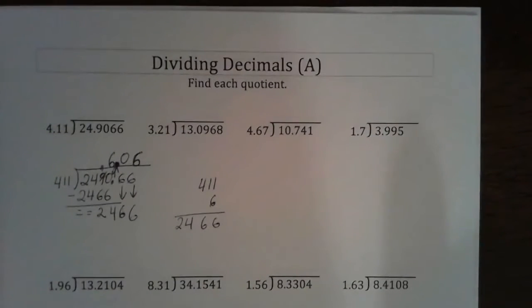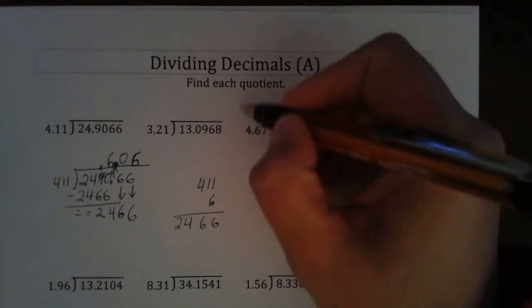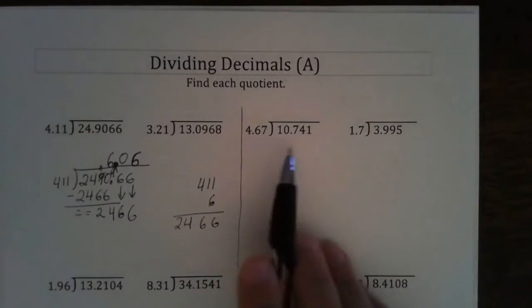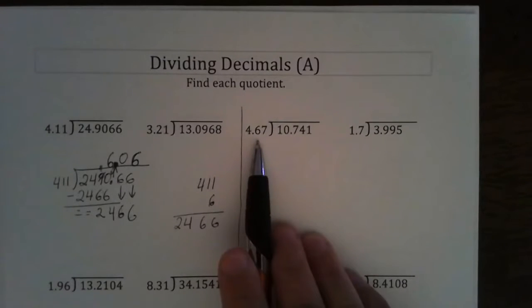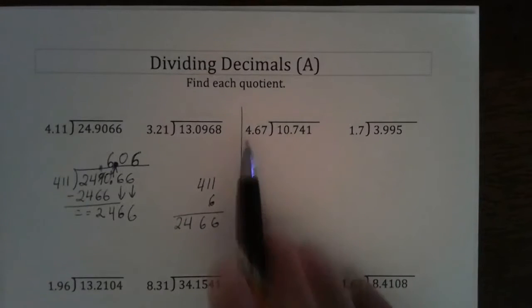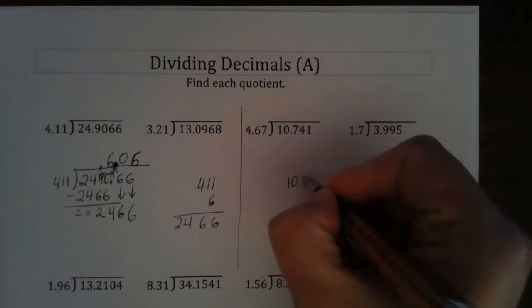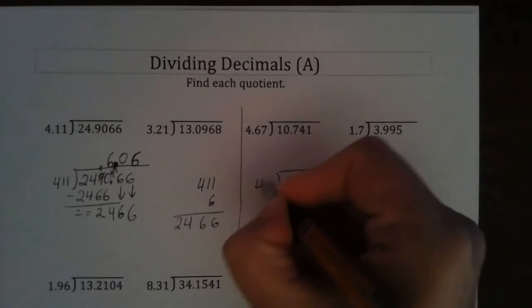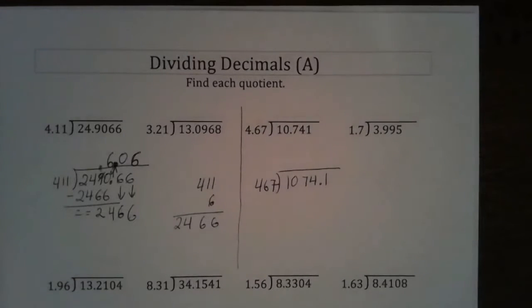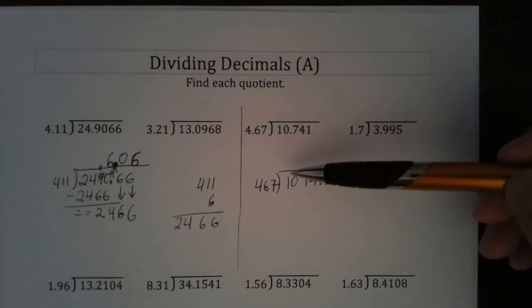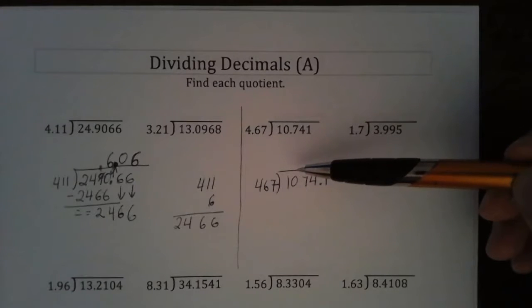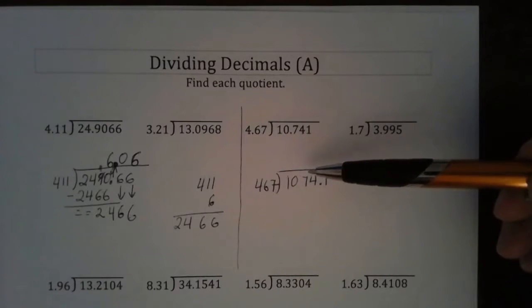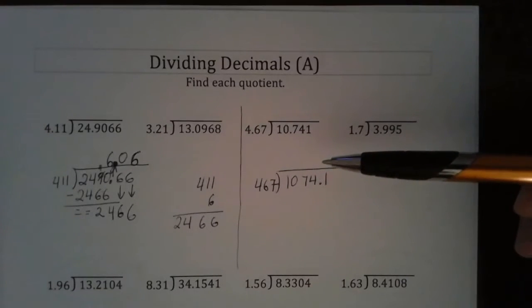Let's do, okay, I'm going to mark it so we can see that. Let's do this one. Okay, how many times? Twice here and twice here. So my number should look something like this. Okay. So how many times does it go into 1? It doesn't. How many times does it go into 10? It doesn't. How many times does it go into 107? It doesn't. So I have to look at how many times it goes into 1074.